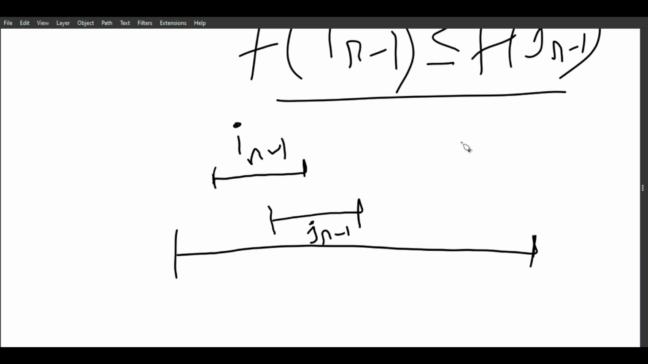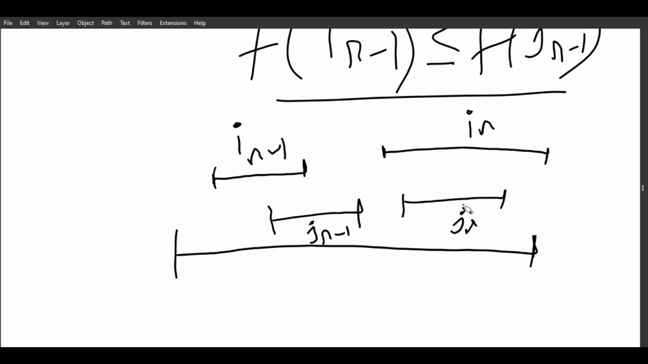So the contradiction case will be something like this. I will make the diagram like this. This is our IR, and we can make JR. This is our JR. So if our induction hypothesis is not true, then it should be this case. So the finish time of IR is greater than the finish time of JR.